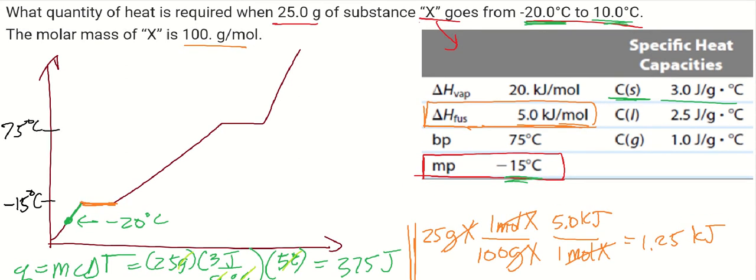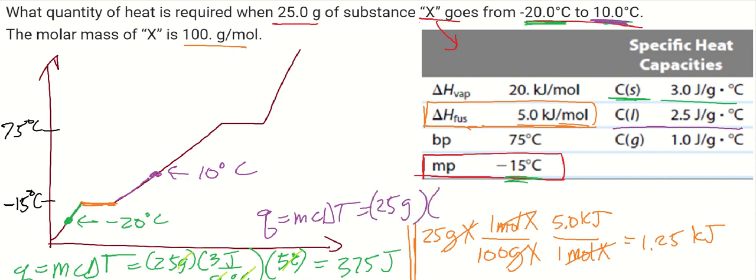So let's pick a different color. Purple. We're going to take it to 10 degrees. We're at negative 15, so we've got to get it somewhere up there. Let's say that's 10. That's a liquid now, so we're going to need the specific heat of the liquid portion, Q equals mC delta T. The mass hasn't changed this whole time. It's 25 grams. The specific heat we'll use for the liquid is 2.5 joules per gram degree Celsius.